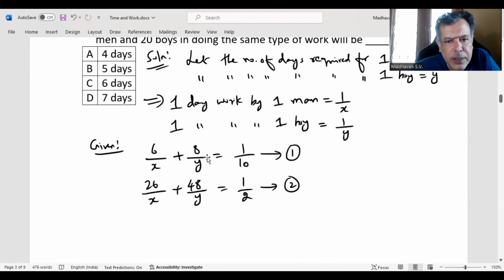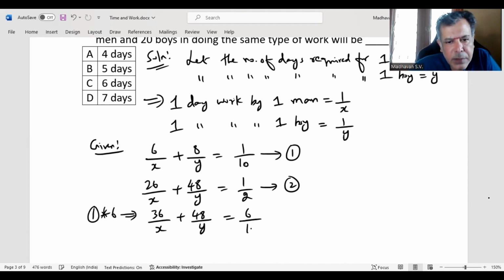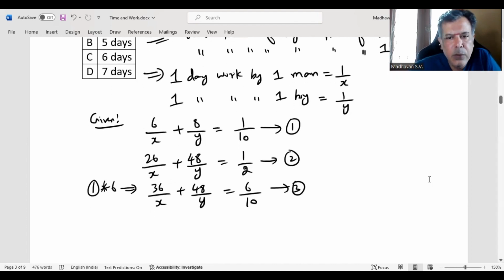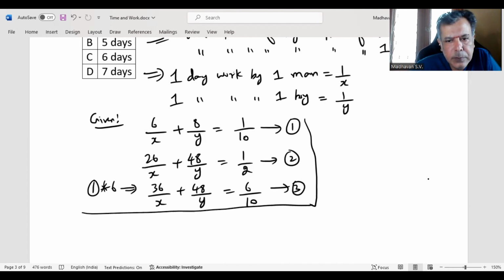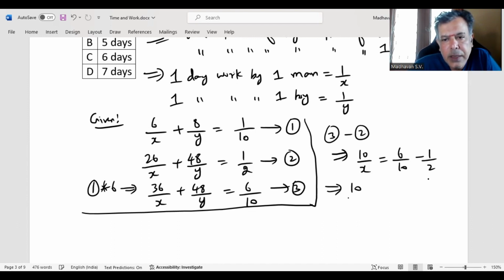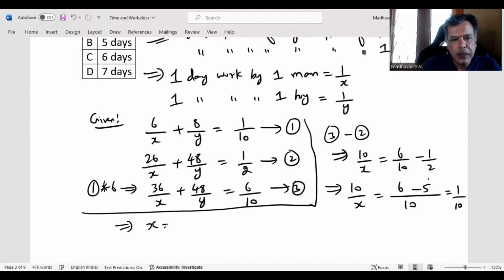Now, we will multiply by 6 to get 48, which means I will multiply the entire first equation by 6. If we do that, we get 36 by X plus 48 by Y equal to 6 by 10, which is our third equation. Now, let us subtract the third equation minus the second equation. We get 36 by X minus 26 by X, which is 10 by X. 48 by Y gets cancelled. 6 by 10 minus 1 by 2. That means 10 by X is, here LCM is 10, so 6 minus 5, we get 1 by 2. Which means our X will be 100 days.